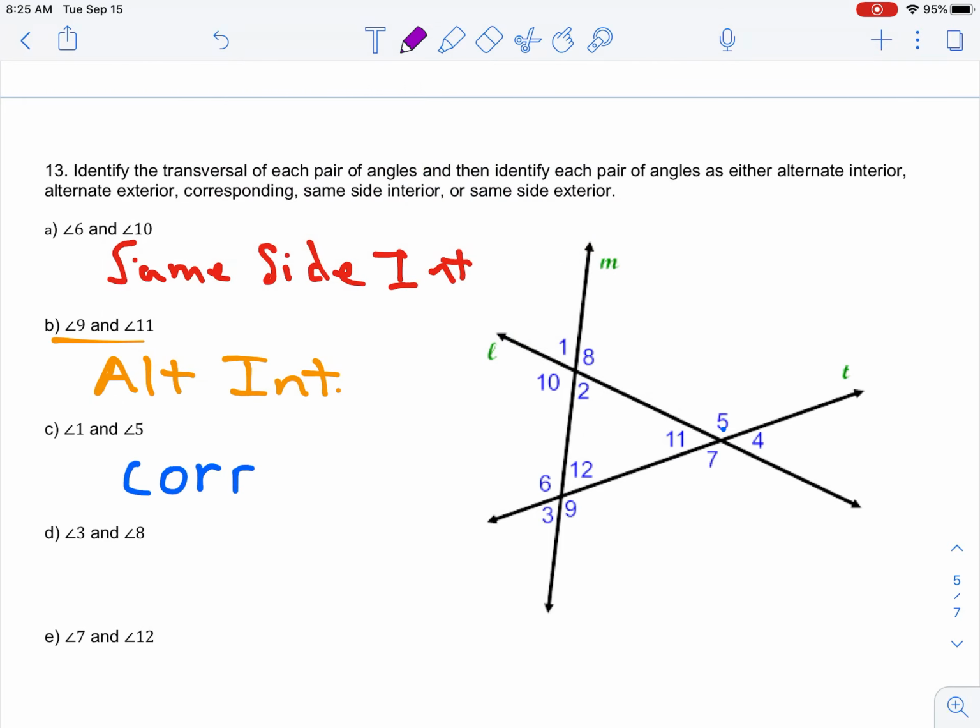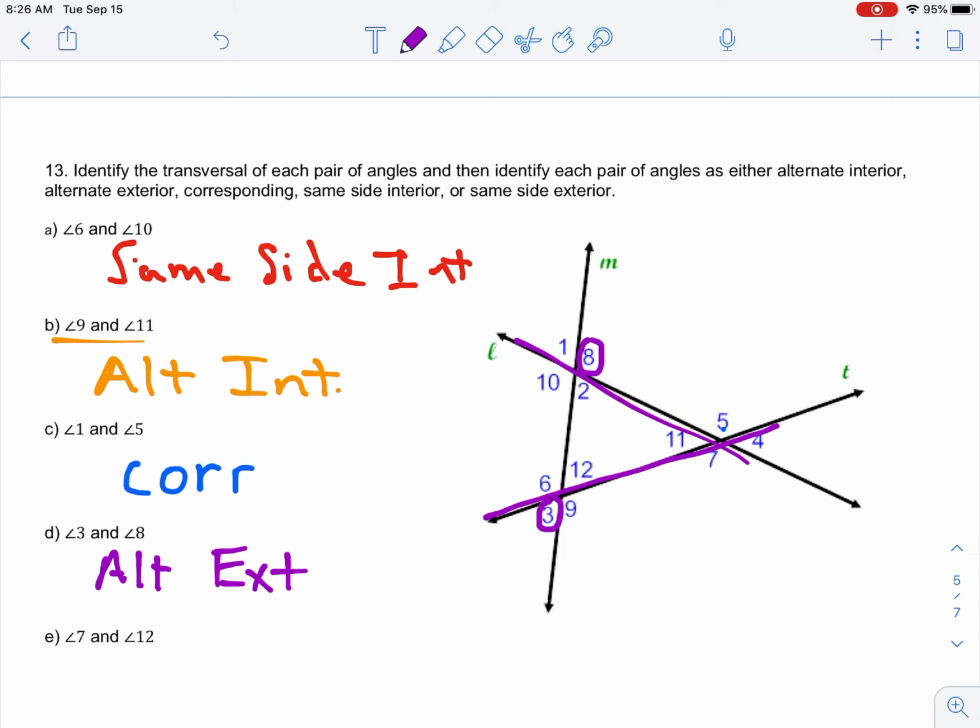Okay, 3 and 8. I'm going to locate 3 and 8. I see 2 lines that go through them. I notice they are not inside my 2 purple lines. They're both outside, so it has to be exterior. Now I'm going to ask myself, are they on the same side of the line that splits it, or do they alternate sides? So it's either same side exterior or alternate exterior. Notice 3 and 8 alternate which side of that line they're on, so they're alternate exterior.